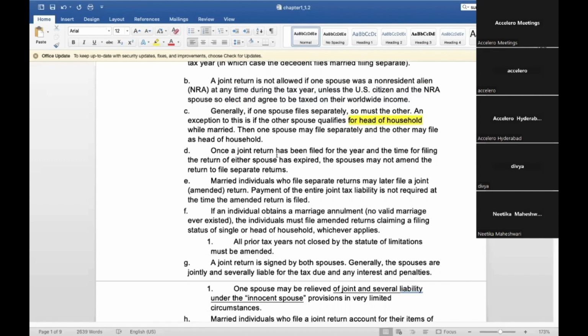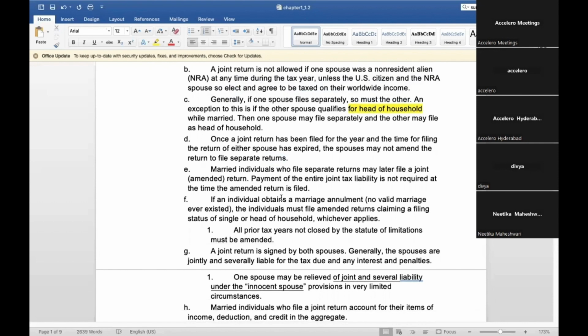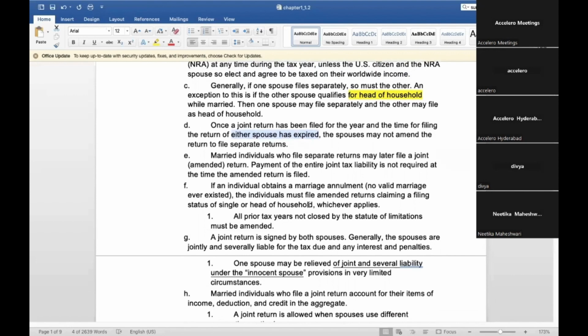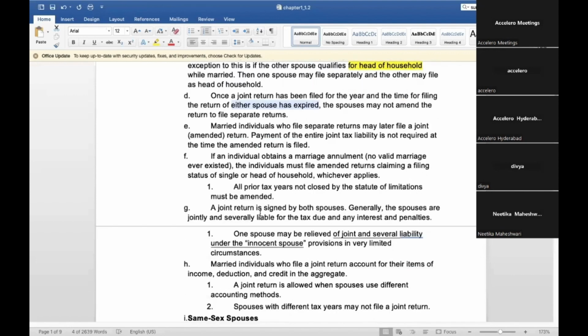Once a joint return has been filed and the time for filing the return of either spouse has expired, the spouse may not amend the return to file separate returns. So once they have filed joint returns, generally we will not amend to file them separately. If they still have time, they can do that, but usually it's not allowed if the time has expired. Any other married individual who files a separate return can always amend it later.